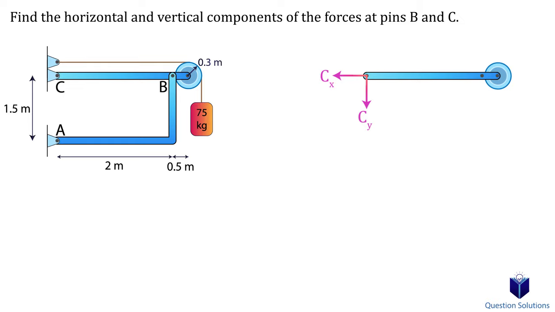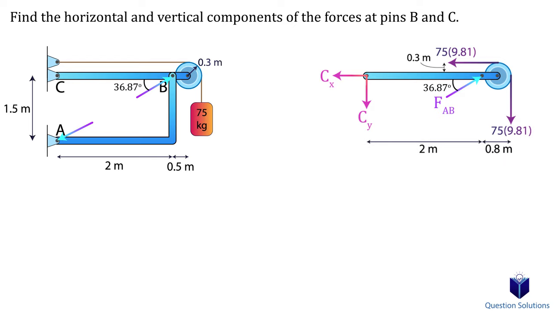The directions are assumed. Now you should notice that member AB is a two-force member. That means the resultant force at B would be like this. The angle can be found by using the inverse of tan. We also have the pulley attached, but we don't really care about the reactions at the pin of the pulley. What we care about is the tension in the cable. That tension is the same throughout the cable, and that's equal to the weight of the cylinder multiplied by the acceleration due to gravity. Now let's mark down the distances needed for our calculations.